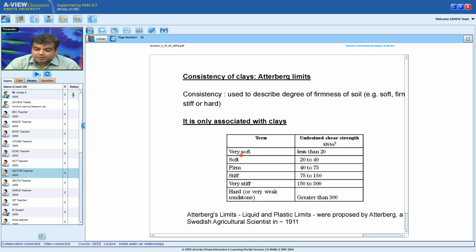So for such deposits, we call this that they are very soft. The consistency is very soft. If you go down the table, from very soft it comes to stiff to hard. Hard would have a strength of more than 300 kilonewton per meter square. Kilonewton per meter square is similar to kilopascal. So anything with strength more than 300 kilopascal is hard, meaning even if I take a sledgehammer, I find it very hard to break through. So that's 300 kPa or kilonewton per meter square.